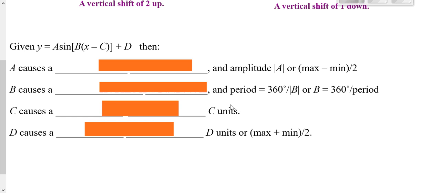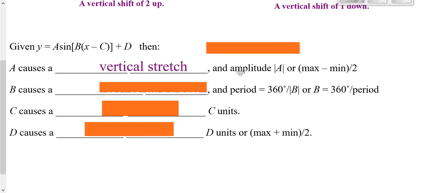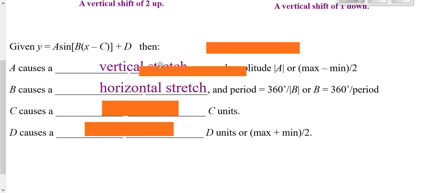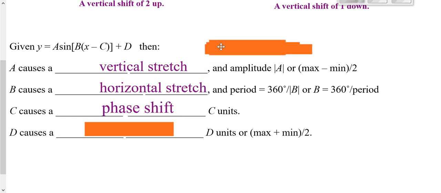So going back to what we were looking at yesterday, the number in front is A, which does a vertical stretch, and tells you your amplitude. B, once again, does a horizontal stretch, which affects your period. And then C, from what we just did, when you add or subtract something to x, that moves it sideways, which is a horizontal shift, which we call a phase shift with the periodic function. And if something's added or subtracted after the parentheses, we call that a vertical shift.